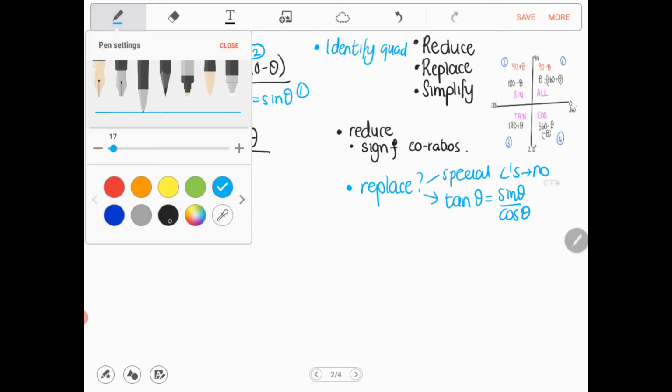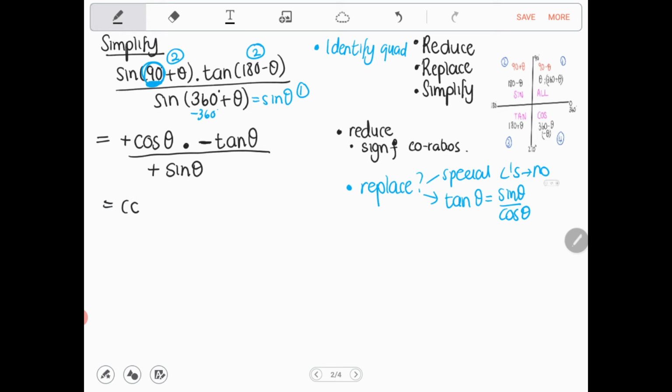So I'm going to do my replacement. So the negative sine theta over cos theta. Please don't write two negatives. If you wrote a negative over a negative, that would give you a positive tan. You need to make sure that the negative just stays in front of your fraction. Okay, so there's my replacement.